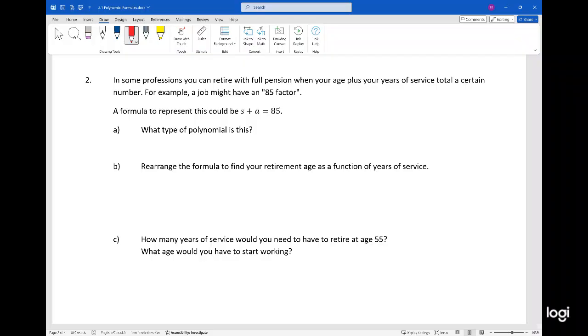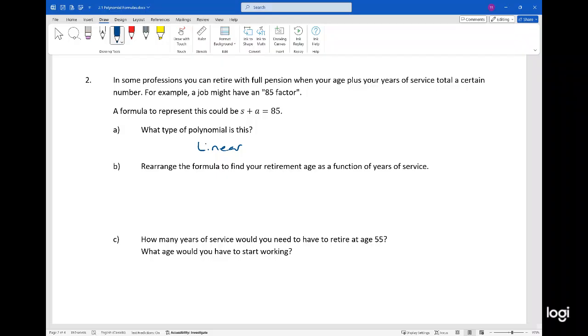So what type of polynomial is this? Well, this one's a little bit trickier to see because with S and A, I don't know which one is the input and which one is the output, because the way that it's expressed, S plus A equals 85, doesn't really isolate one of the variables. But no matter which variable it is, I know that it's going to be a linear relationship. So I'm just going to write that down, because I see no squares or cubes or anything else.